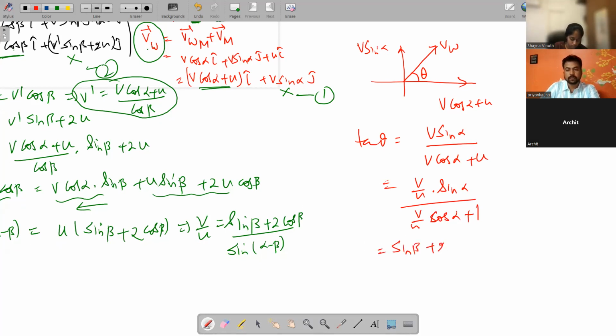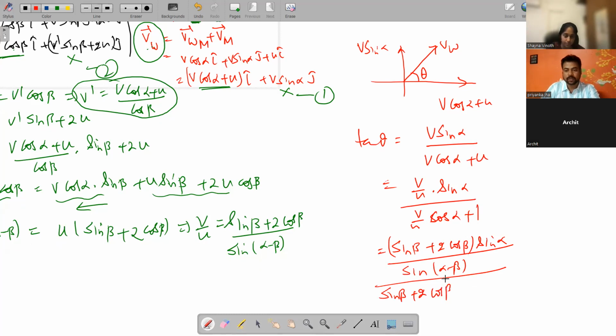Sin beta plus 2 cos beta into sin alpha upon sin alpha minus beta. We are not going to solve this, upon sin beta plus 2 cos beta upon sin alpha minus beta into cos alpha plus 1. If you solve this, you will get the same expression. See, there is no variable here, right?